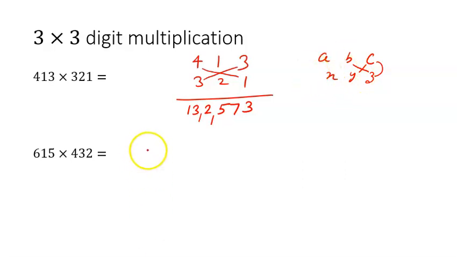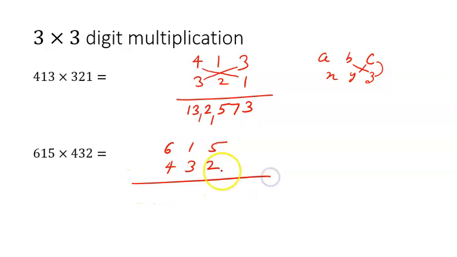So let us take this problem to be very clear about the process. So 6, 1, 5 and 4, 3, 2. What we have to do: 5 into 2 is 10, 1 is the carryover term. 1 into 2 is 2, and 5 into 3 is 15. So 15 plus 2 is 17, and then 1 is the carryover term, so that is 18. So 8, again 1 is the carryover term.